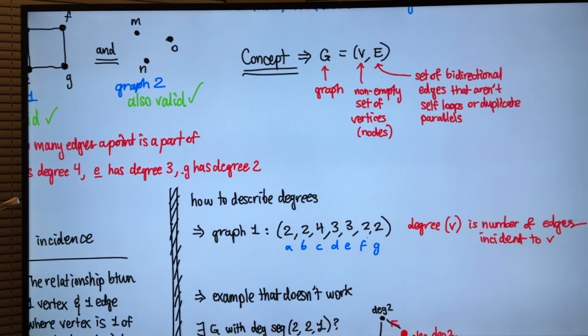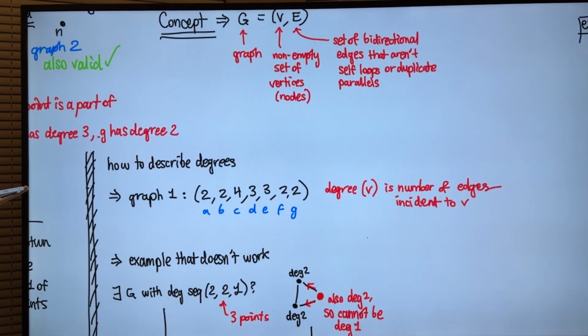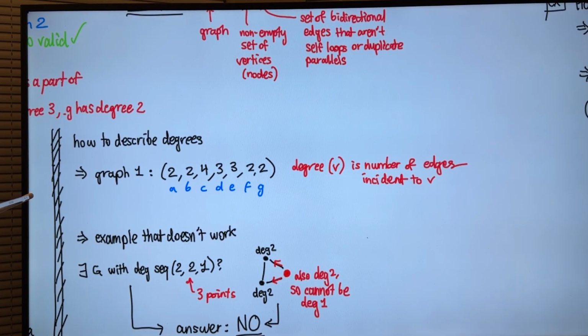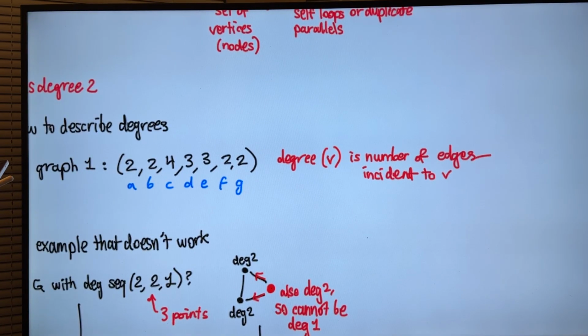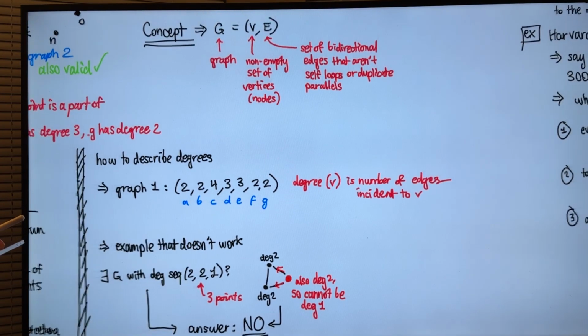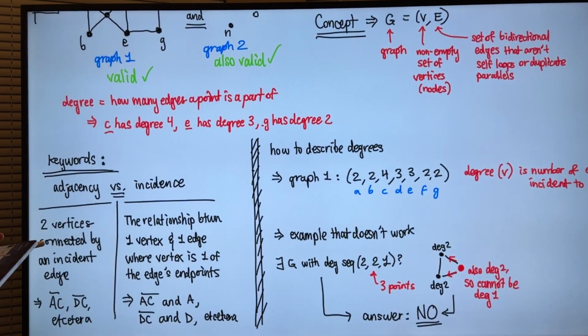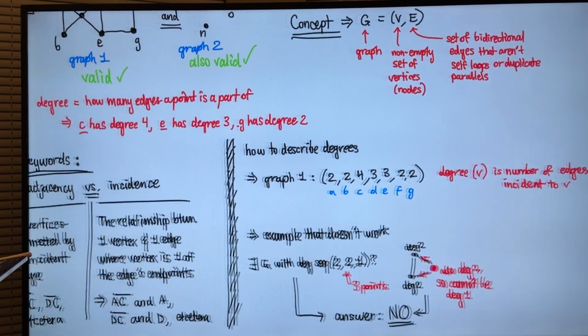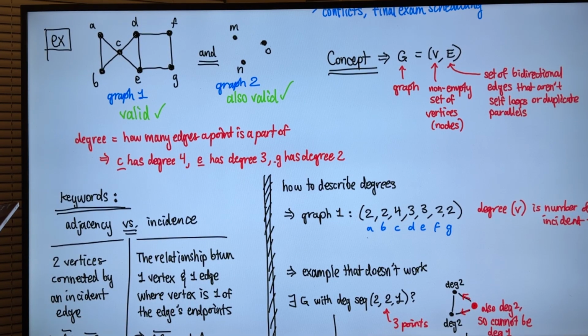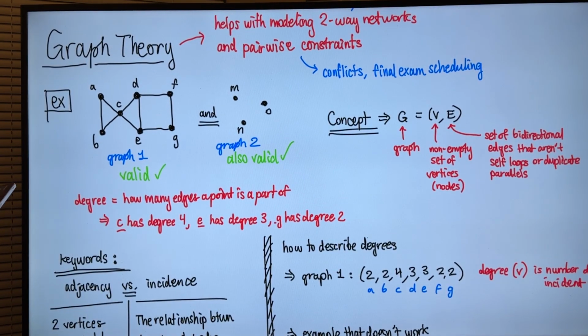And another fun thing to keep in mind, the degree of V is essentially just the number of edges incident to V. That's basically another way of formally explaining what a degree is. You're seeing how many edges are incident, how many edges are involving this one point, right?